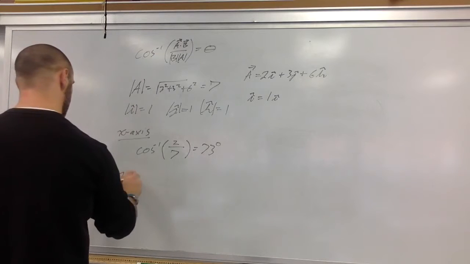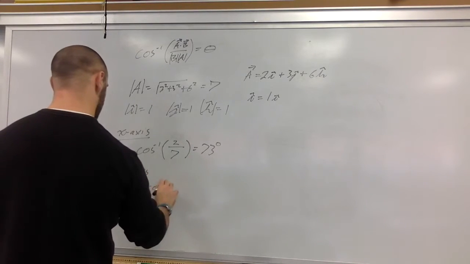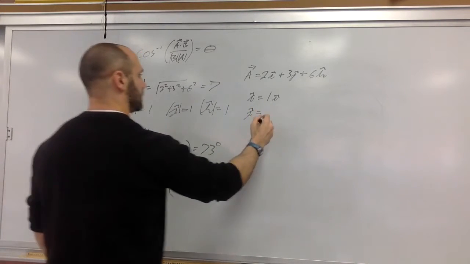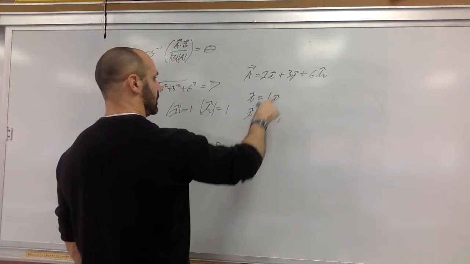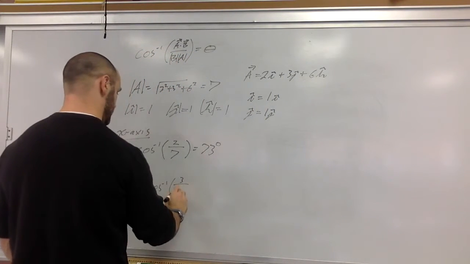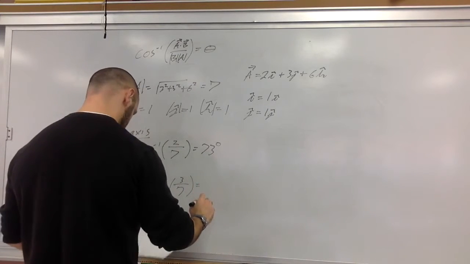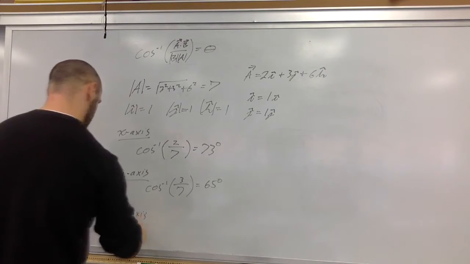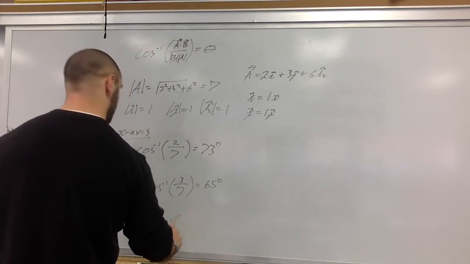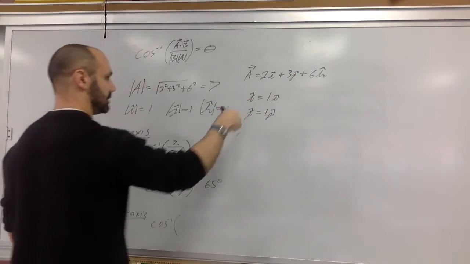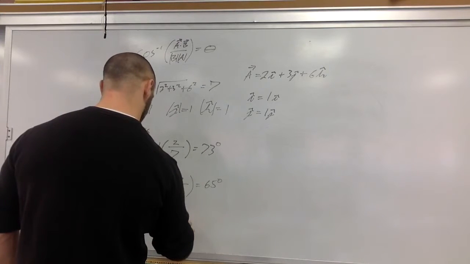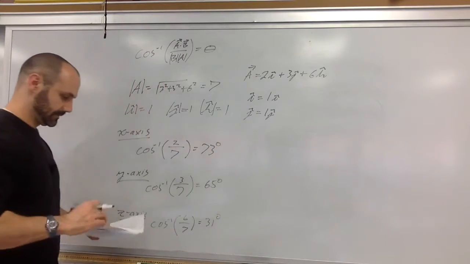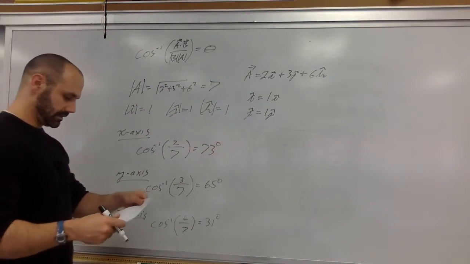For the y-axis, again, inverse cosine of, and now the j vector is 1j. That's what that means, right? So 1 times 3 gives me 3 as the dot product, and the product of their magnitudes is 7. So this is going to give me 65 degrees. And then the z-axis will be inverse cosine of, the dot product would be 6 times 1k, right? So 6 over 7, and it gives me 31 degrees. So that's it.